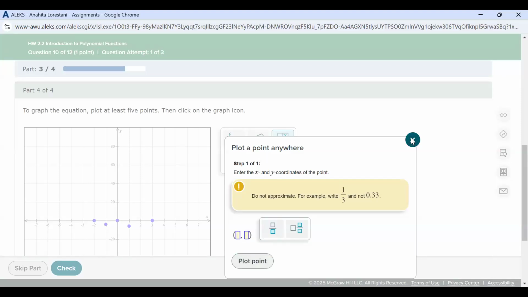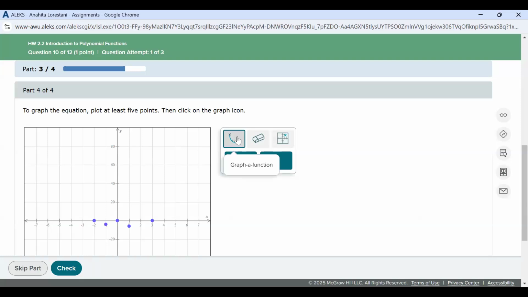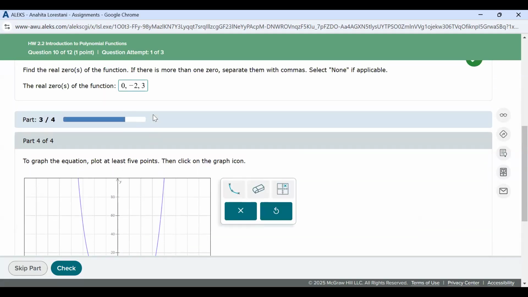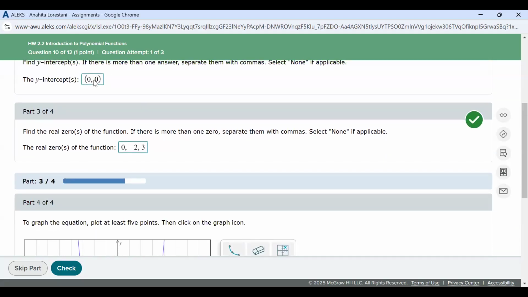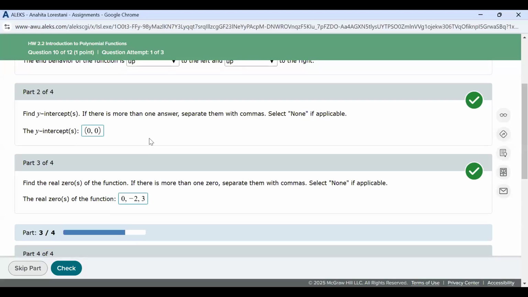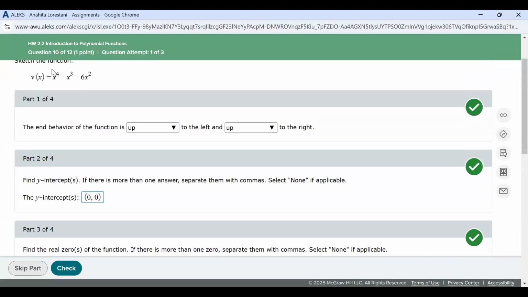And then I'm going to close this and click on the graph. And here is your graph. So you just have to read the prompt. It asks for 5 points. These are 3 points. Your y-intercept is the same here, 0, 0, and you have an x-intercept 0, 0. So you only have 3 points because this one is y-intercept and x-intercept. So then you have to pick 2 more points.